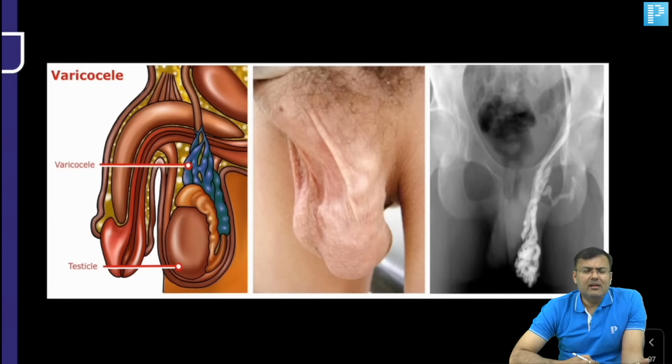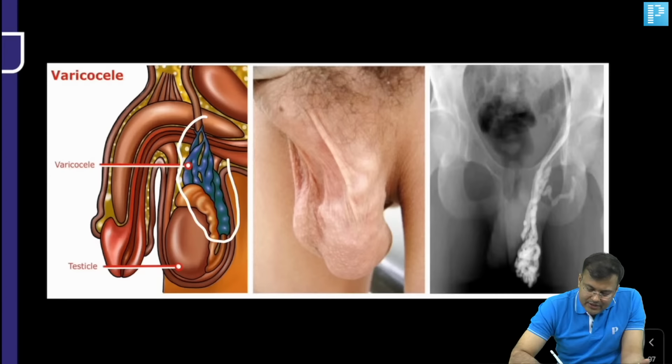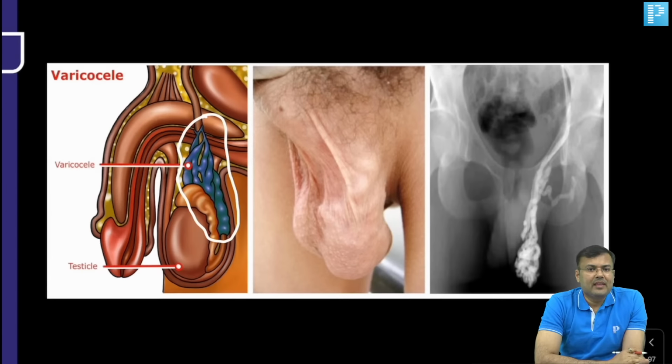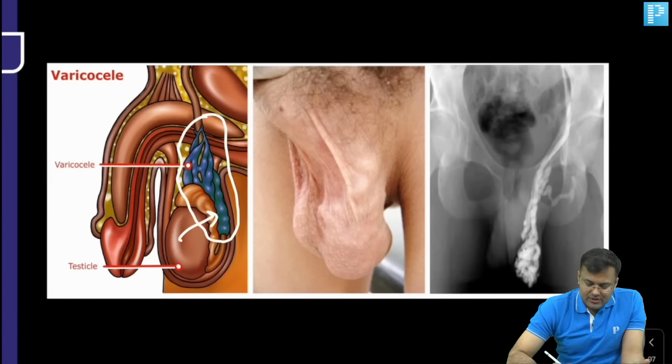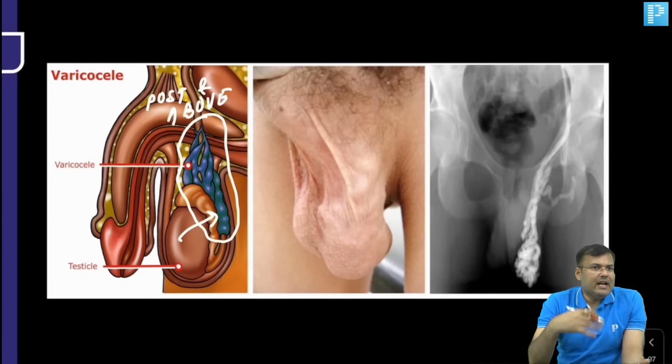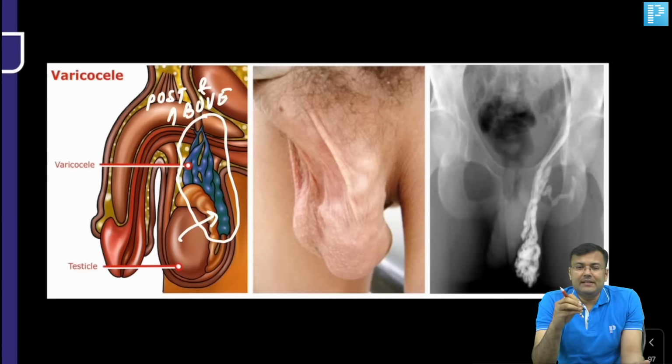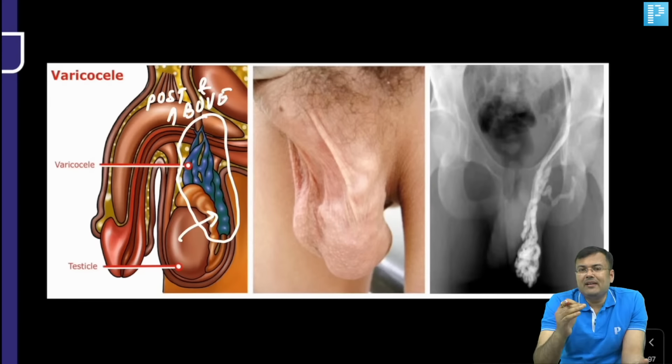Everything is written. Varicocele. Can you tell me these dilated tortuous pampiniform plexus of veins, what is the location? Can you see? Located posterior and above testis, and we have to ligate the pampiniform plexus of veins. So one question: if you ligate the pampiniform plexus of veins for varicocele treatment, the venous drainage of testis will occur via which vein? What is the alternative venous drainage channel? Easy question.